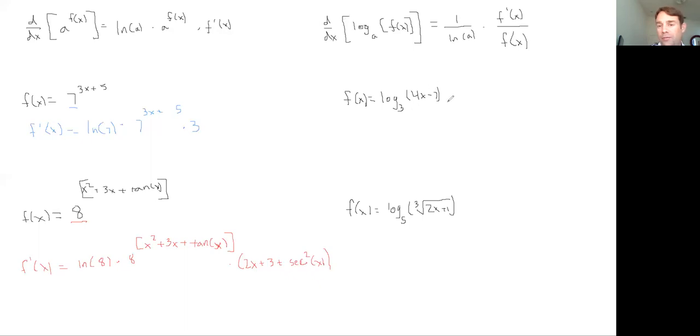All right, let's see how you did. First up, 3 is my base, so I'm going to start off with 1 over the natural log of 3, and then everything else is the exact same. So the log of whatever I'm taking the log of, 4x minus 7 in the denominator, and multiply by 4 in the numerator. And we're done.